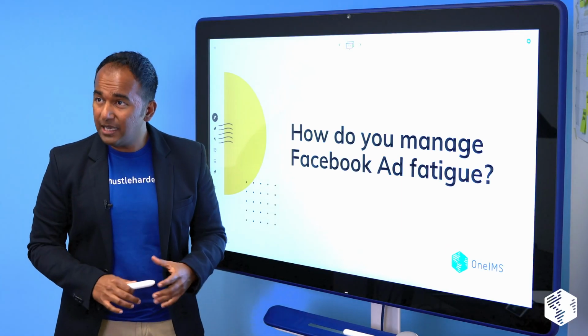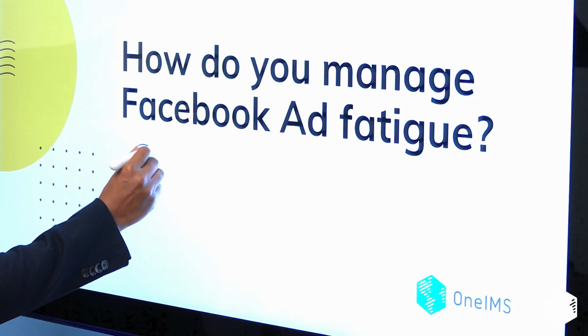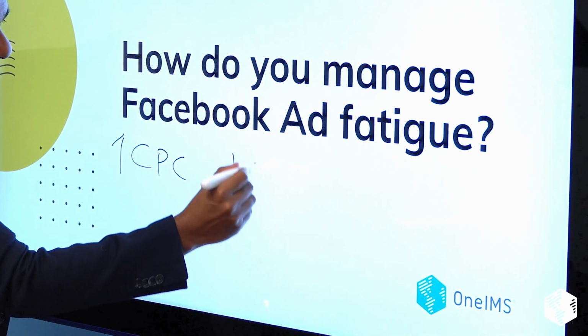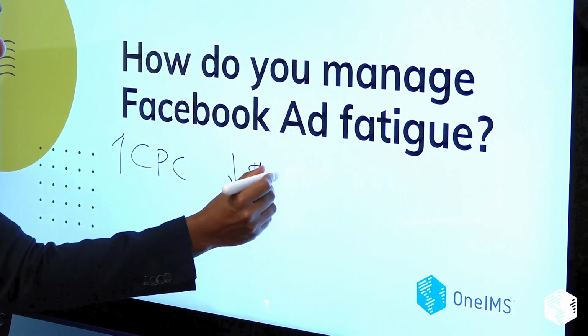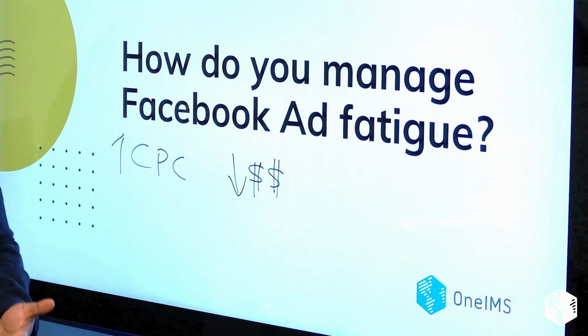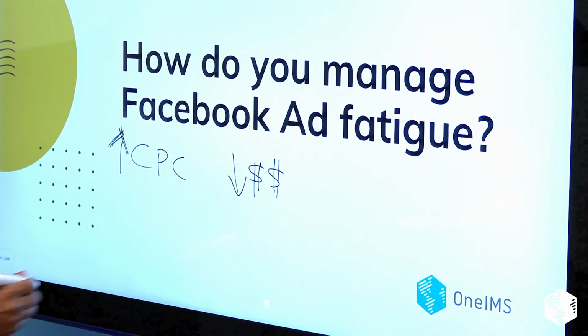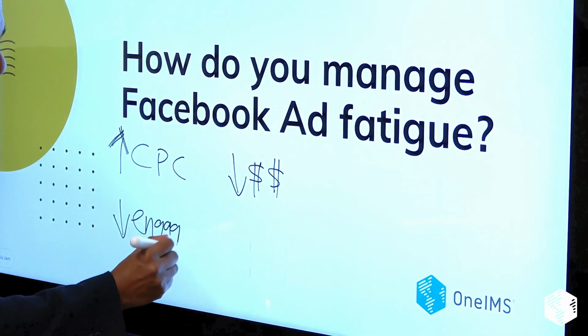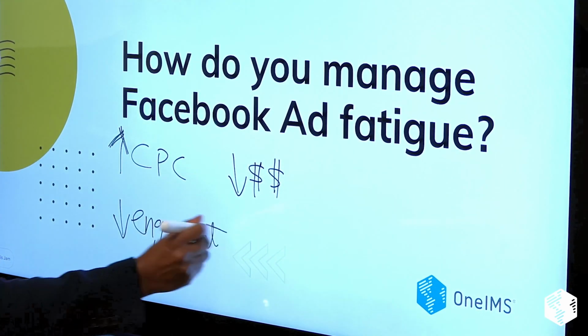Ad fatigue, it's also the same thing as you're spending too much in cost per click and getting low results. This sometimes looks like ad fatigue. Hey, they're seeing the ad, but they're not clicking. Because they're not clicking, my engagement is low, and my engagement being low costs too high of CPC. That's not good. Is that ad fatigue? I want to talk about the whole nine yards here.